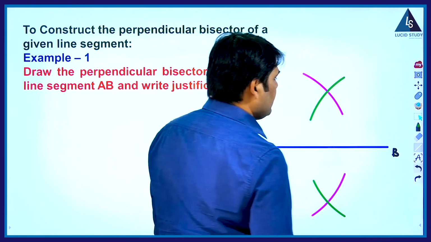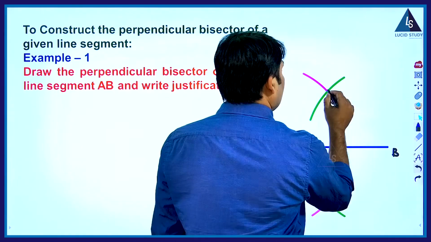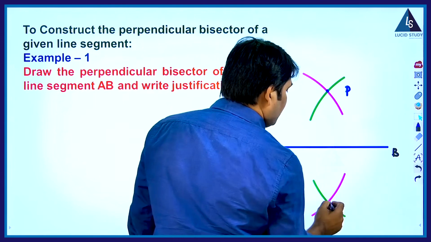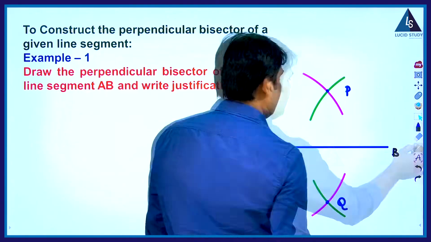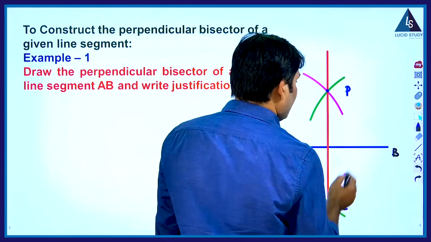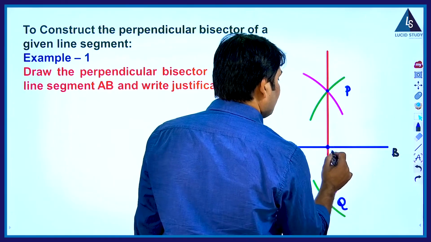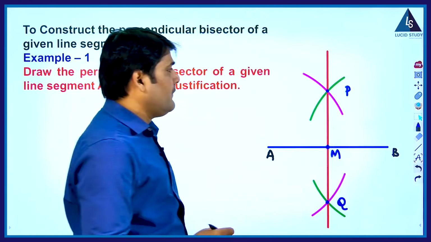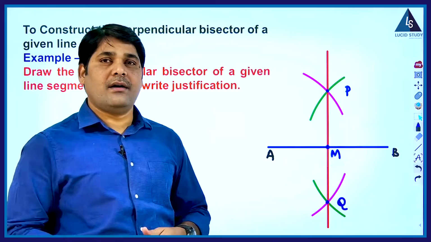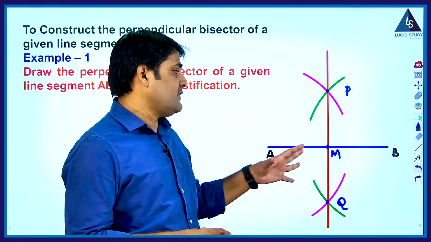Now what we will do is, we will join these 2 points. We got 2 points, right? Let this one be P and this point be Q. Now join these 2 points. Wherever this PQ line intersects AB, mark that point as M. So PQ is the required bisector. Okay. So this is the way of drawing.